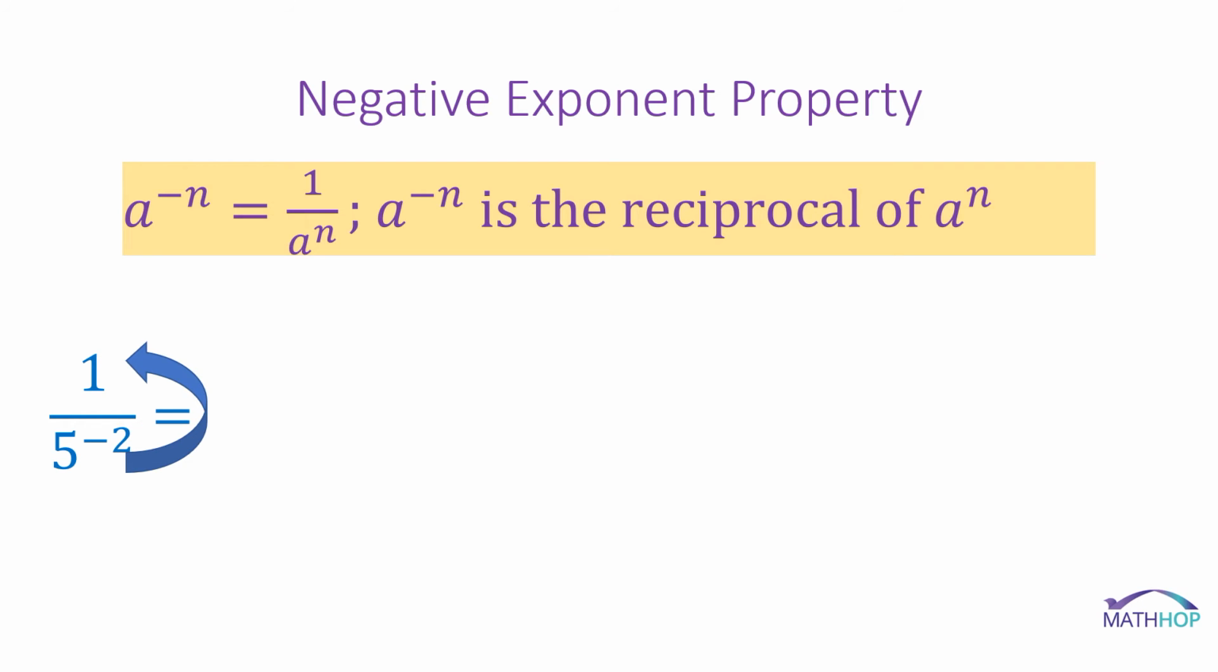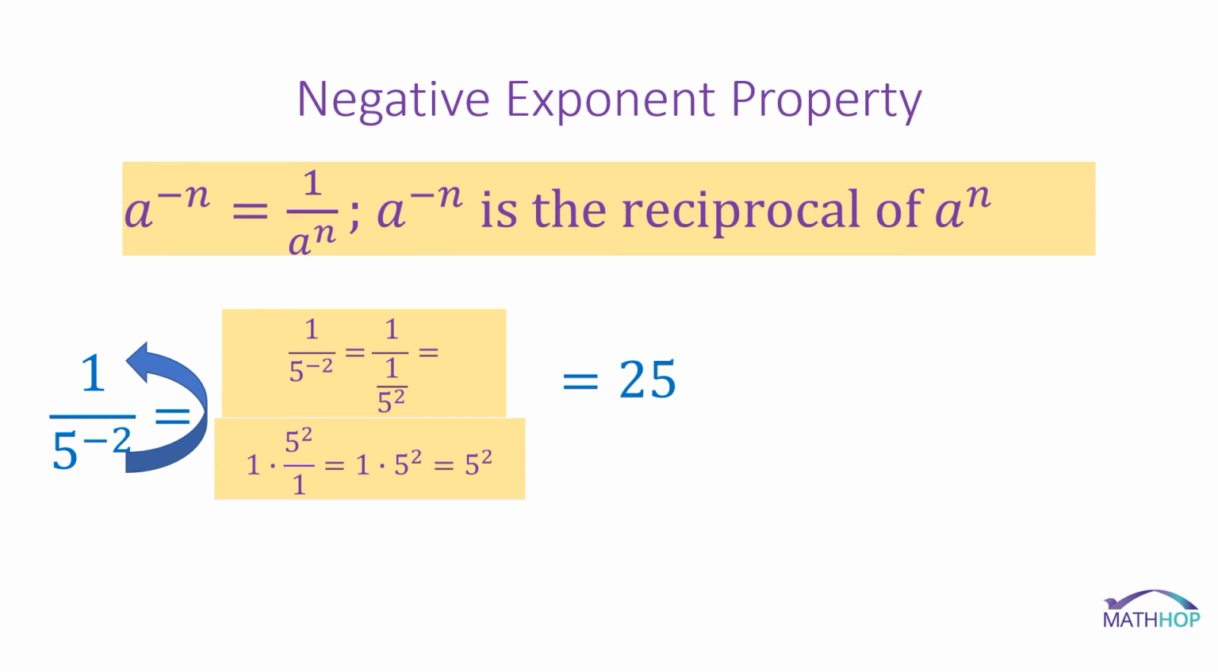Let's think about this. 1 over 5 to the negative second power is really 1 over 5 squared. Because 5 to the negative second power we just learned is 1 over 5 squared. Okay, so when we have a fraction in the denominator of a fraction, well, it's a little scary, it's just ugly. So we change it and say this is the same as 1 times 5 squared over 1, which is really 1 times 5 squared, which is 5 squared. So the end result of all of this is that 1 over 5 to the negative second power is 25.